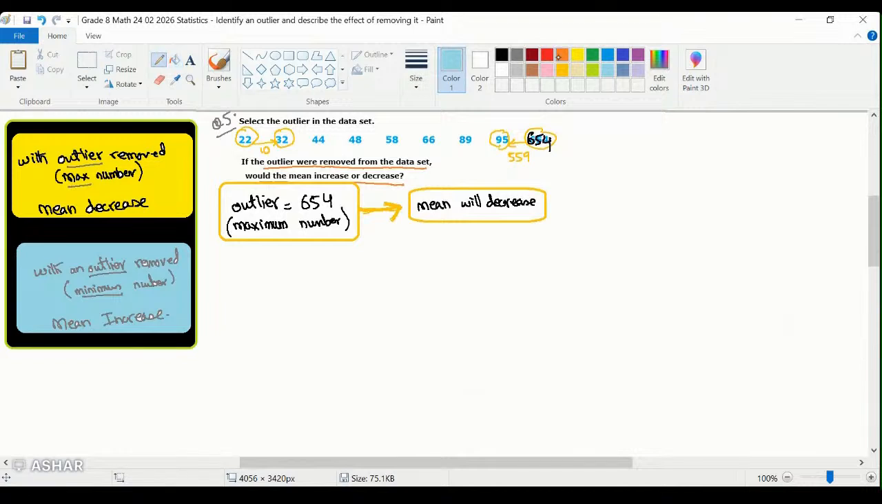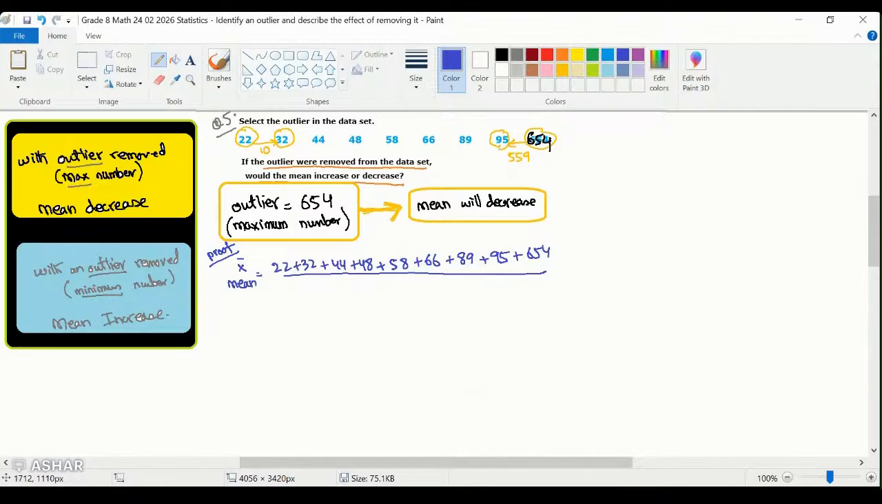Let's do the proof for this. If I say the mean with the outlier, 22 plus 32 plus 44 plus 48 plus 58 plus 66 plus 89 plus 95 plus 654. What we are doing is we are trying to do the proof, right? You do not have to prove this in the paper if this is a 1 mark or a 2 mark question, right? If it has more points assigned to it, then you need to prove.